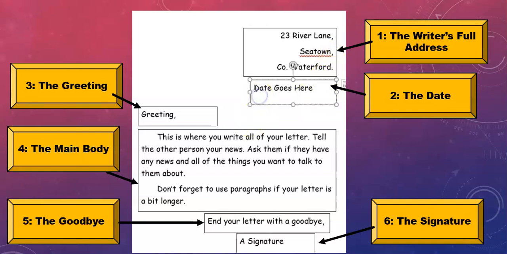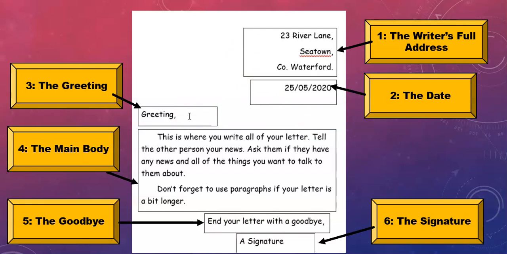Now, the next box we have here is the date box, and it's very important that we write the date of when the letter was written. So today is the 25th of May, which is the 5th month, and the year is 2020. Now, all of this is pushed over to the right hand side of the page, okay? So there's the first 2 elements of our letter written.